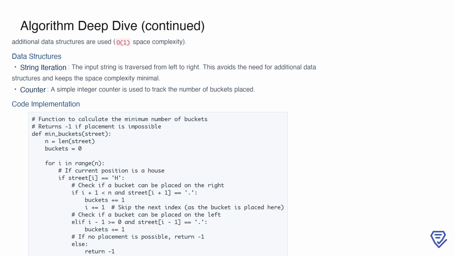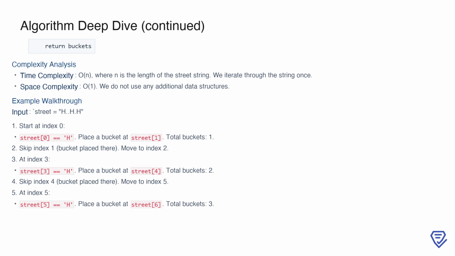In terms of implementation, the code achieves the solution in a straightforward manner. We traverse the string, check conditions for each house, and either place a bucket or return -1 if placement is impossible. This simplicity makes the algorithm not only efficient but also easy to understand and debug. Let's walk through a concrete example to see the algorithm in action.